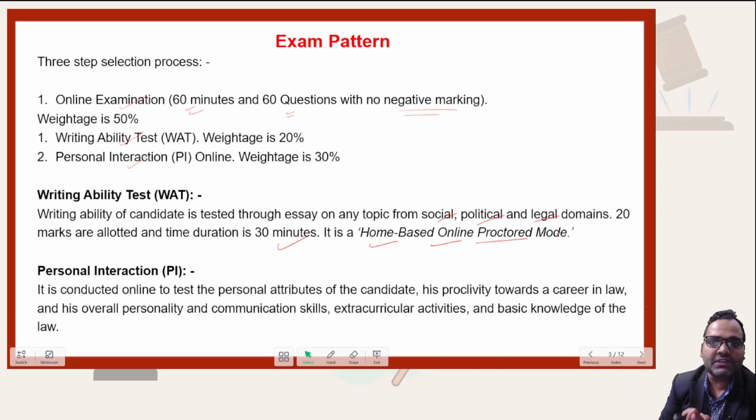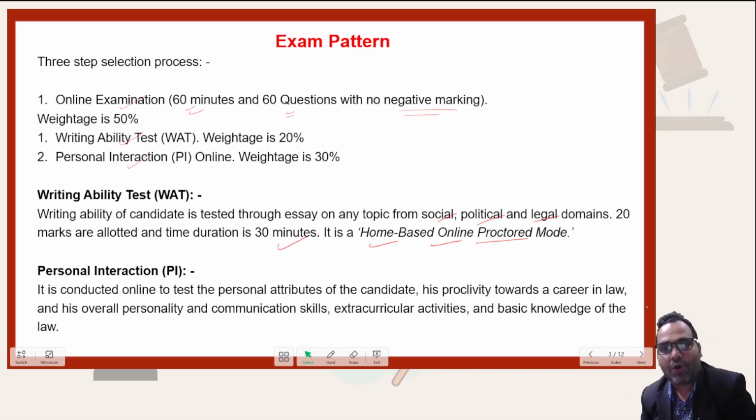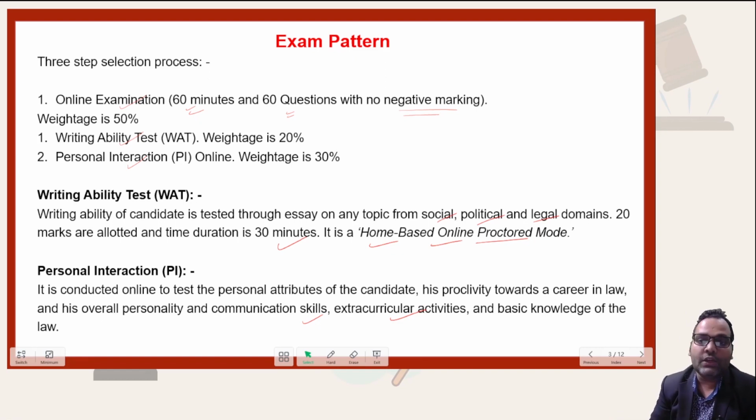The next is personal interaction, that is PI. It is conducted online. Here, the objective is to test the attributes of the candidate, your inclination towards a career in law, your overall personality and communication skills, then extracurricular activities, and then the basic knowledge of the law.